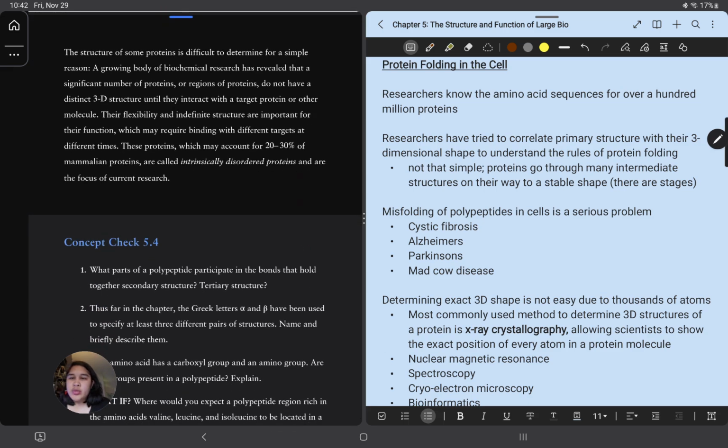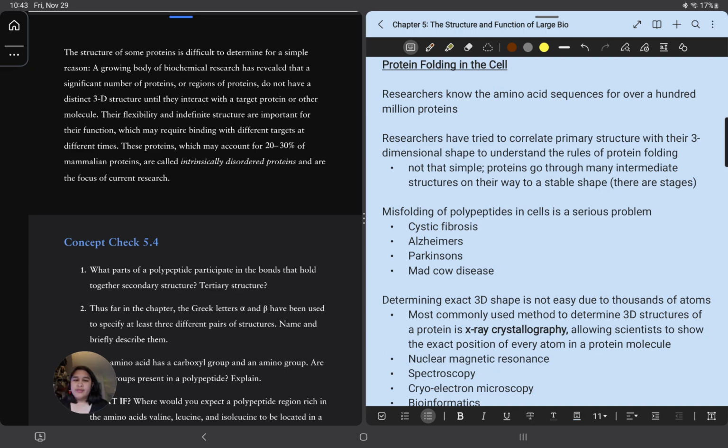The structure of some proteins is difficult to determine for a simple reason. A growing body of biochemical research has revealed that a significant number of proteins, or regions of proteins, do not have a distinct 3D structure until they interact with a target protein or other molecule. Their flexibility and indefinite structure are important for their function, which may require binding with different targets at different times. These proteins, which account for 20 to 30% of mammalian proteins, are called intrinsically disordered proteins and are the focus of current research.